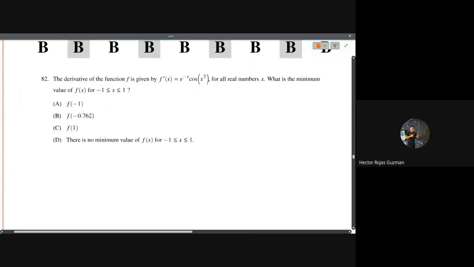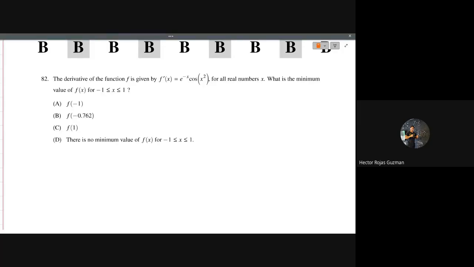82. The derivative of the function f is given by that. What is the minimum value? So what I can do is go ahead and graph my derivative. Keep in mind that we have a window from -1 to 1. And I don't have a calculator with me. I'm going to remind you, everything I'm doing here is just speculation. So from -1 to 1, let's just say my graph looks like this.